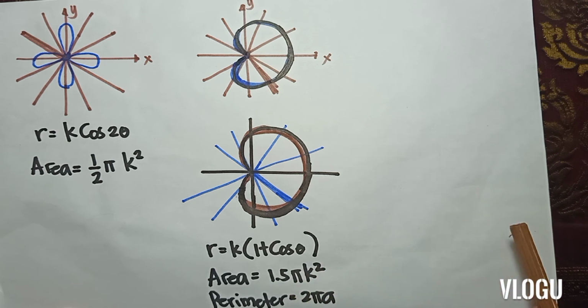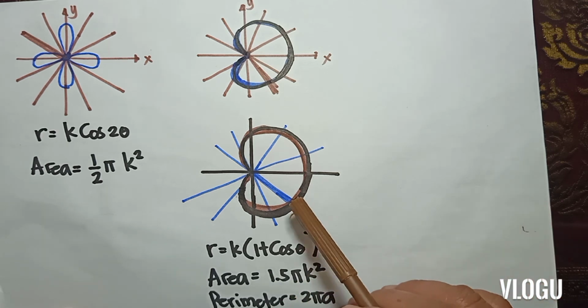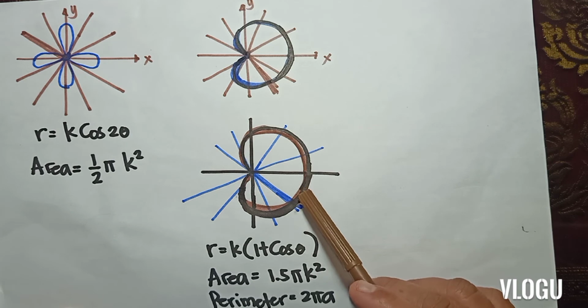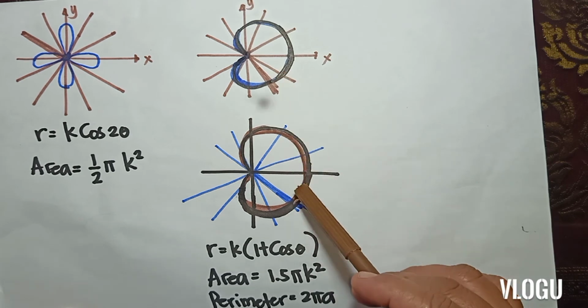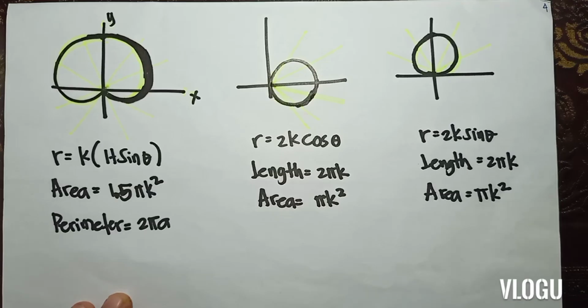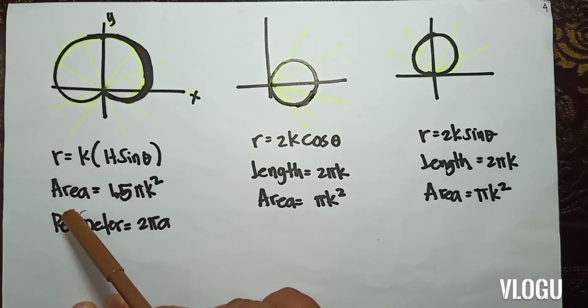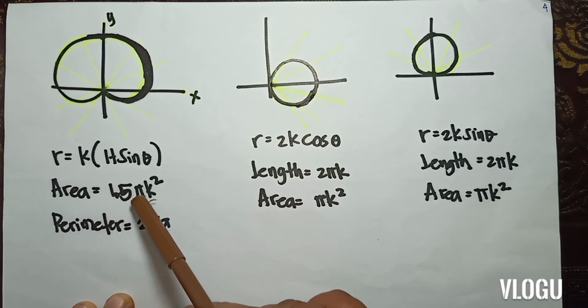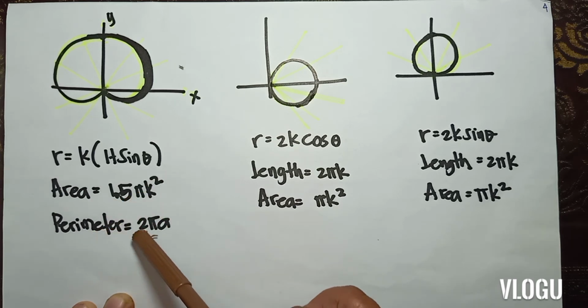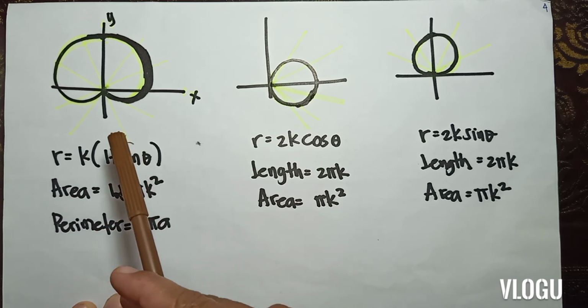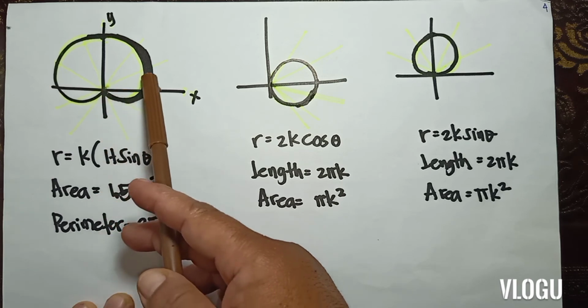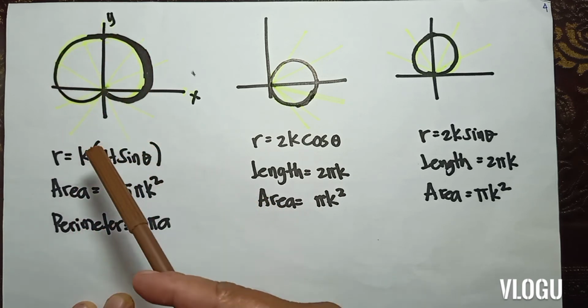The perimeter is equal to 2 pi a. And the graph here is like this one. Like this. If the given is r is equal to k, 1 plus sine theta, the area is equal to 1.5 pi k square. Perimeter is equal to 2 pi a. And the curve here is like this.